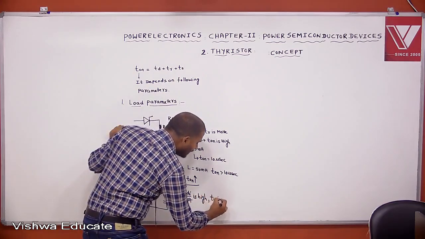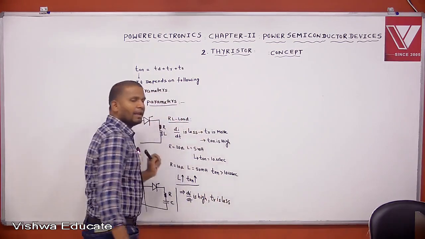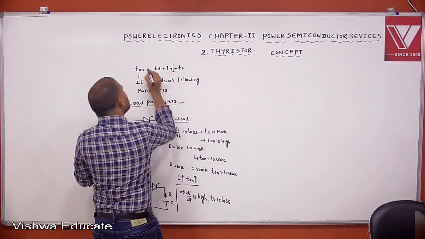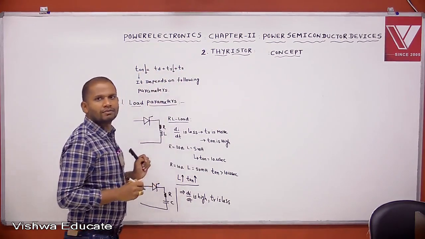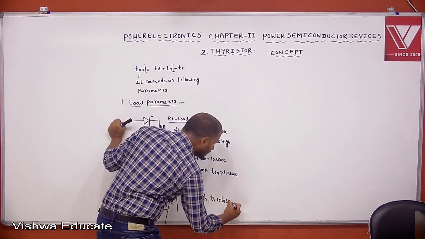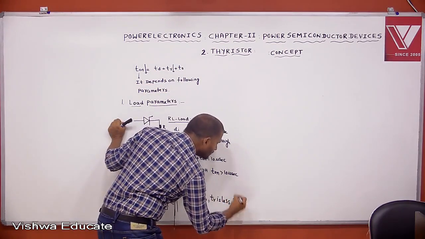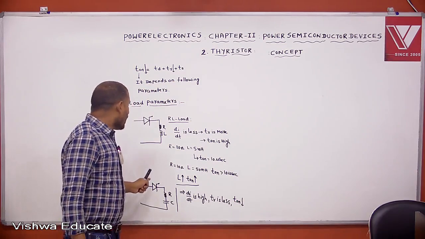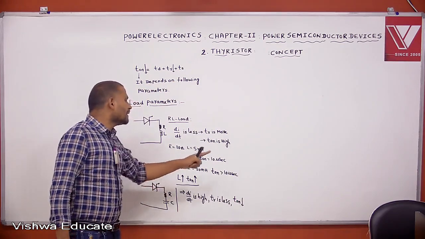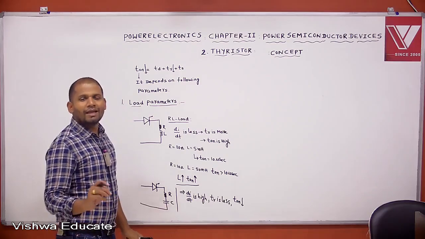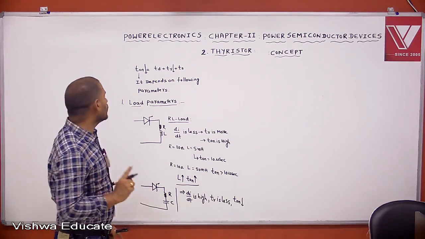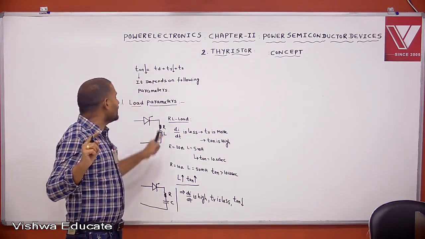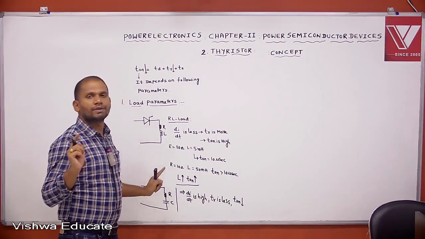Then for rise of the current, does it take more time or less time? Less time. If TR reduces, the rise time reduces, then the turn-on time of the SCR also reduces. TR is less, then Ton reduces. That's why for RC load, the turn-on time is less. Like this, it depends on the load parameters. This is the first one: how the turn-on time of the thyristor depends on RL load and RC load.